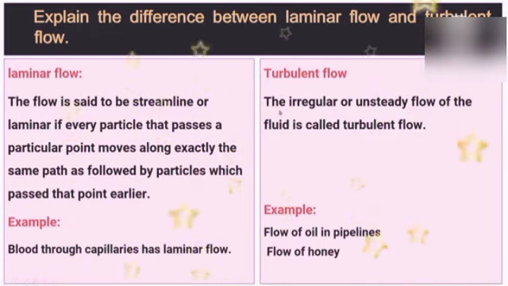Turbulent flow: the irregular or unsteady flow of the fluid is called turbulent flow. Example, flow of oil in pipelines and flow of honey are two examples of turbulent flow.